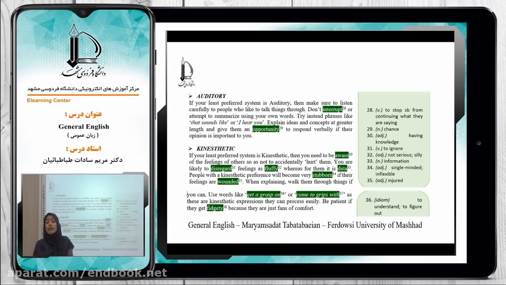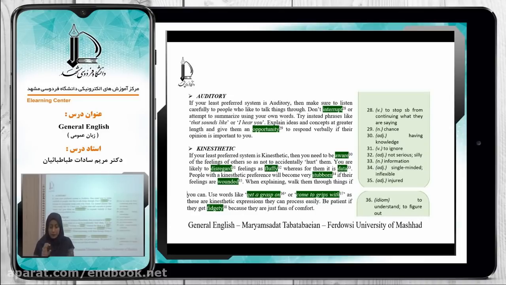It says, do not ignore their feelings. What is ignore? Disregard, remember? Disregard is the opposite of pay attention. So, it means you have to pay attention to their feelings. Do not consider their feelings silly, because they are very important to them. To you, they might seem silly, but to them, they are very important.